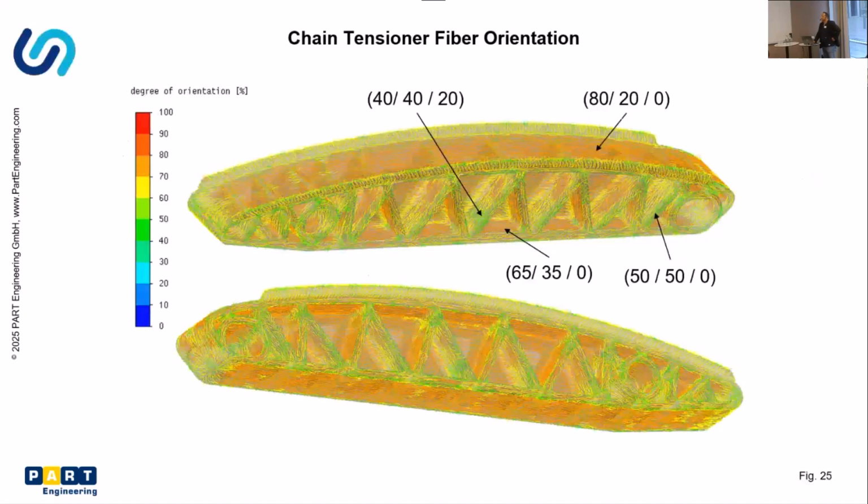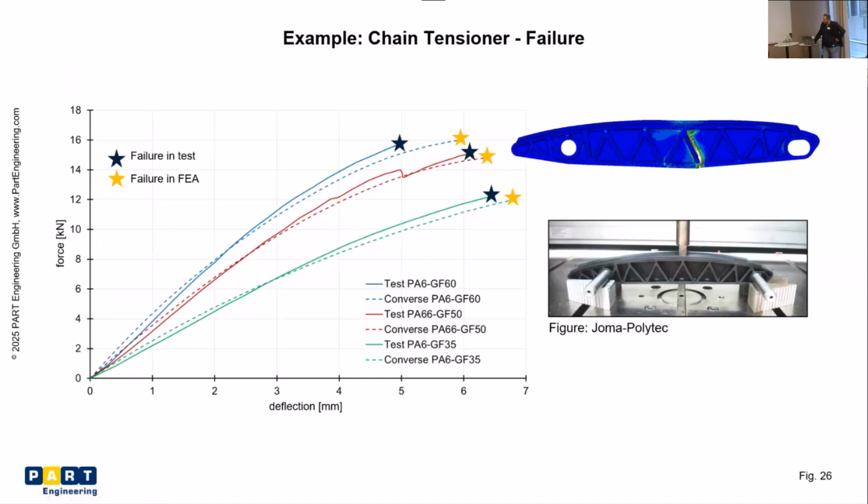So this is what the fiber orientation for such a part looks like. You see with the different colors, the different fiber distributions. Again, you have some areas, especially on the outer surface, where you have a high percentage in a certain direction, and you also have some areas where you are almost random. And considering that, it of course was much easier to match the test results for such a part.